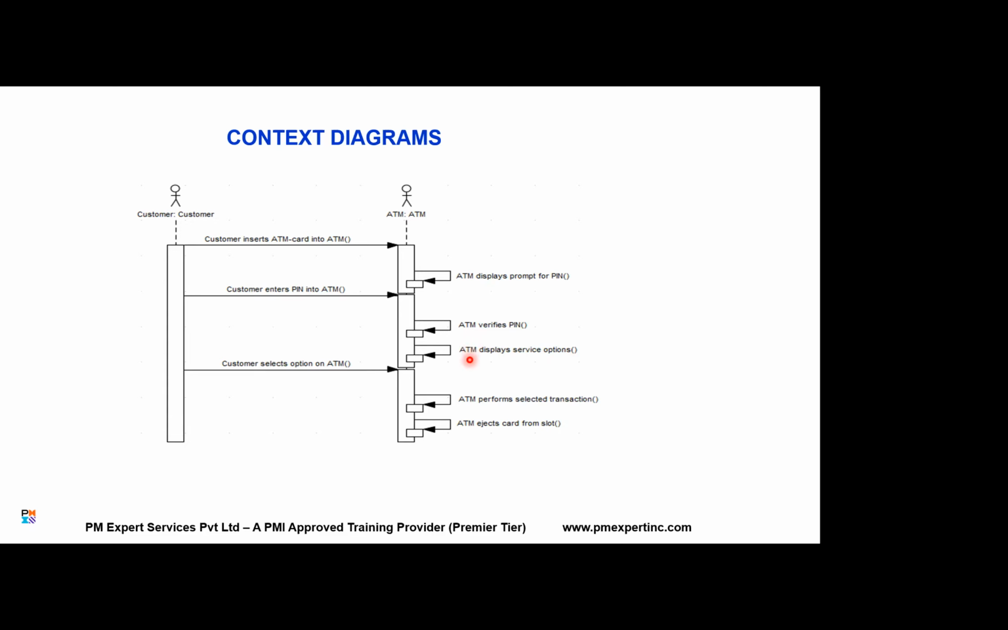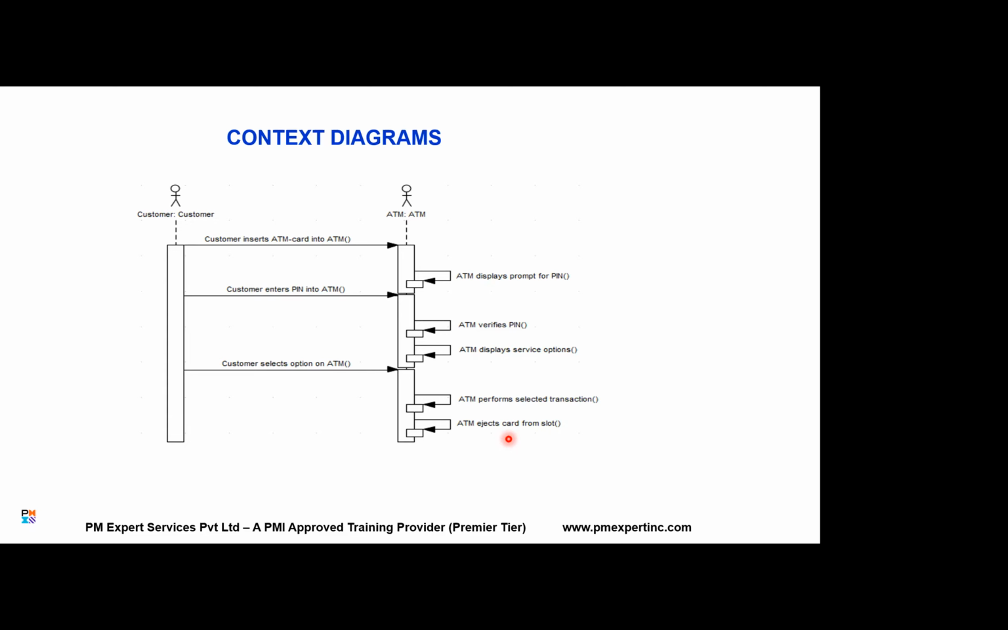Now, the third step is, after the ATM has verified the PIN, the ATM will display service options, whether you have to withdraw, deposit, or check the balance. The customer selects an option on the ATM. The ATM performs the selected business transaction, and maybe updates the database through the application server. The ATM ejects the card from the slot. This is an example of a context diagram, which is called a sequence diagram.